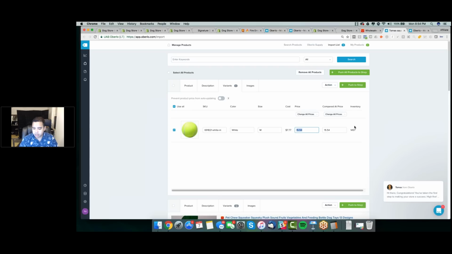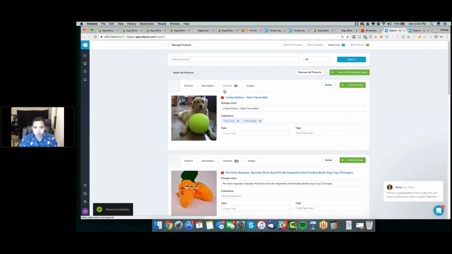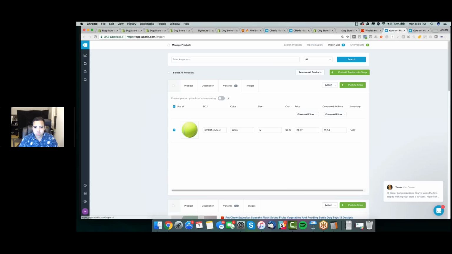I'm going to price this at, if you saw this at the store, this huge giant tennis ball, what would you think this price would be? Okay, $24. That's a fair price. Okay, so let's do $24, and then typically $49.97.